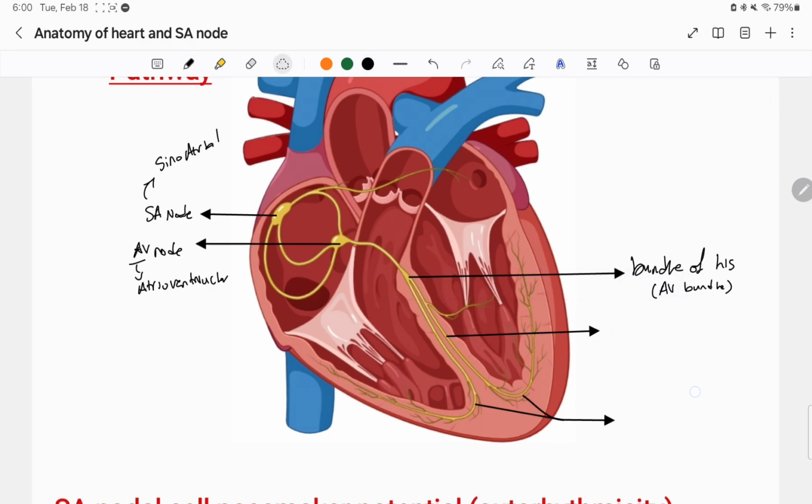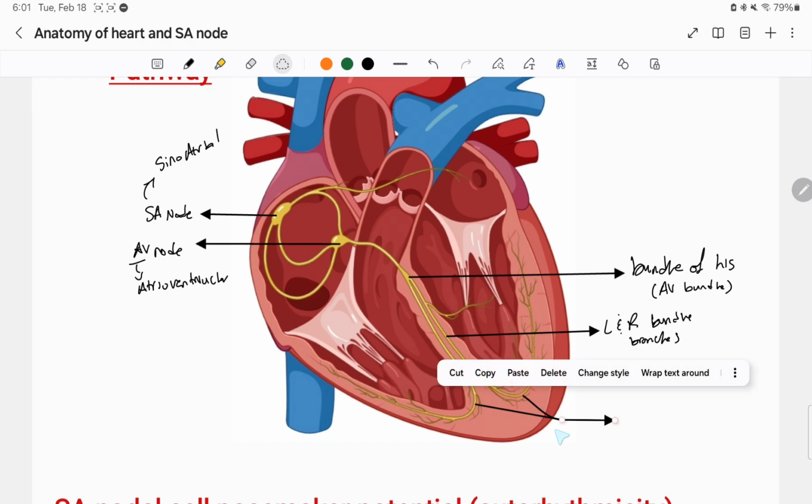Let's bring this a little closer here. There you go. The next structure in this pathway is the bundle branches. Before I write this down, you can see that the bundle of His will continue throughout the interventricular septum, but separate into a left and a right branch. The left branch will supply the left myocardium. The right branch will supply the right myocardium. So for that reason, we call these the left and the right bundle branches.